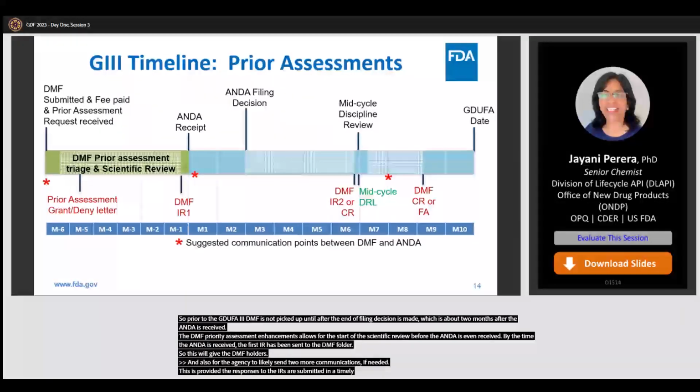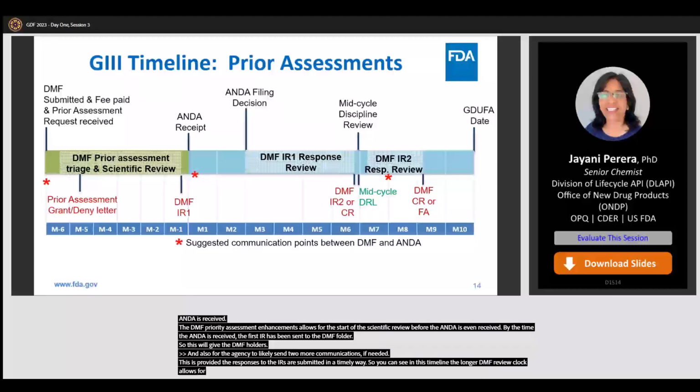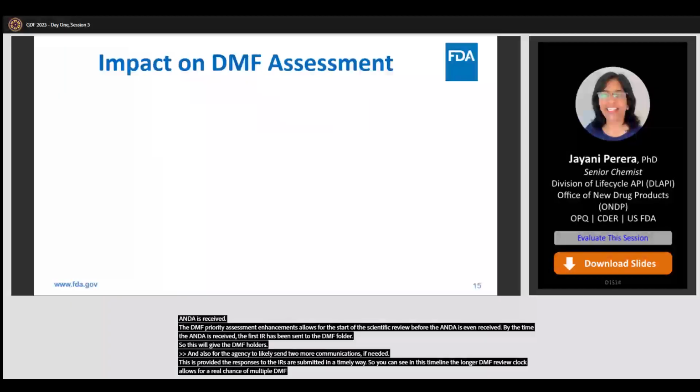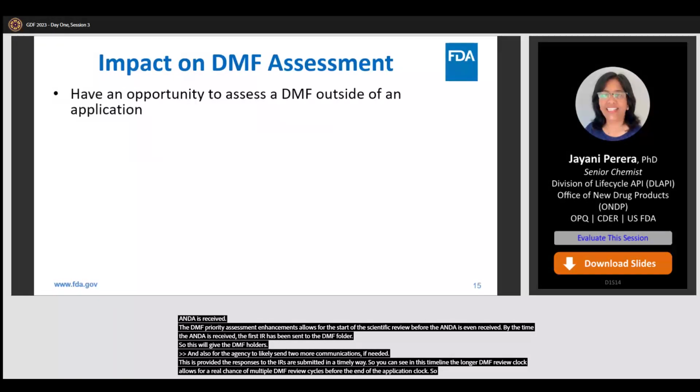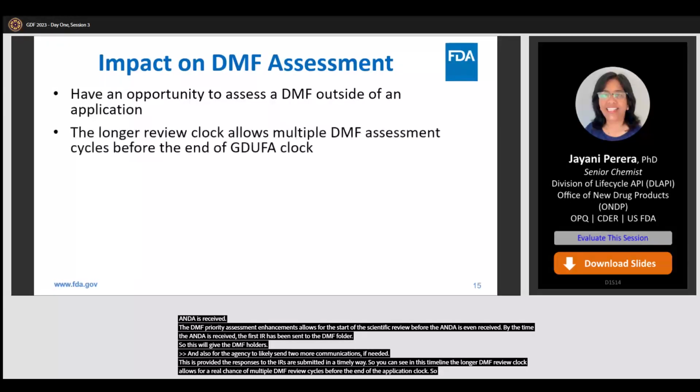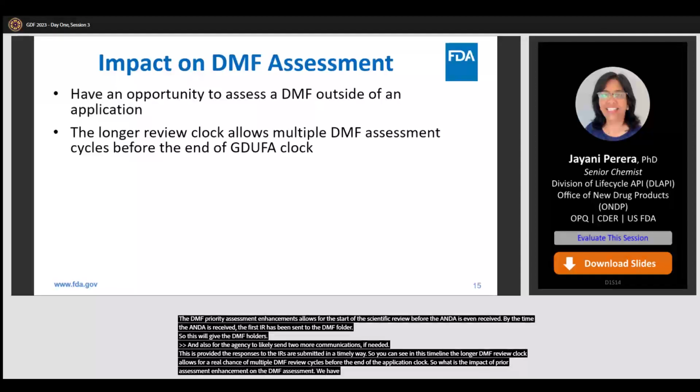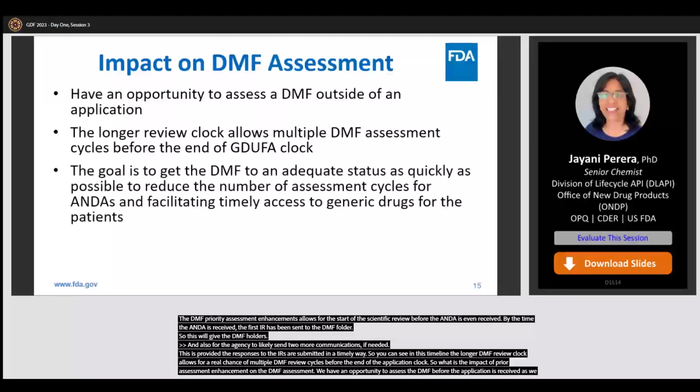So you can see in this timeline, this longer DMF review clock allows for a real chance of multiple DMF review cycles before the end of the application clock. So what is the impact of the prior assessment enhancement on the DMF assessment? We have an opportunity to assess the DMF before the application is received. As we saw on the GDUFA III timeline slide, the longer review clock under this enhancement allows multiple DMF assessment cycles before the end of the GDUFA clock.